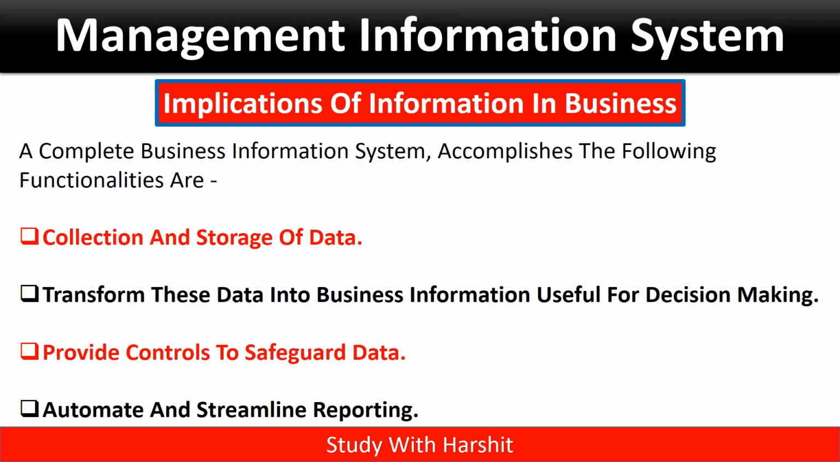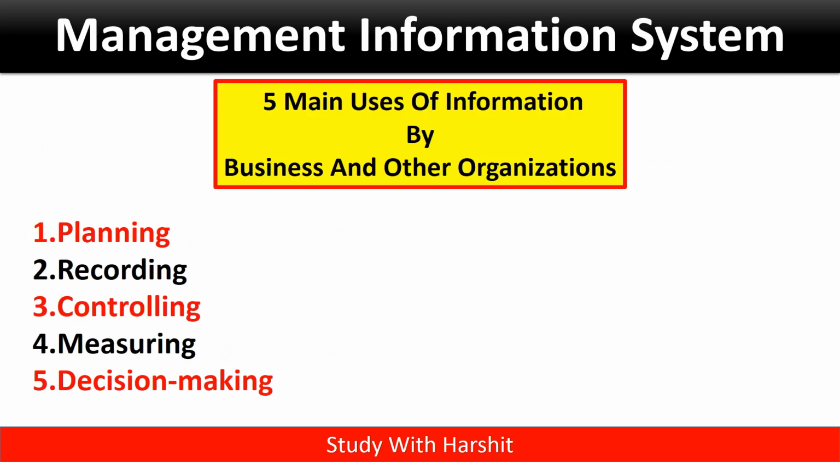A complete business information system accomplishes the following functionalities: collection and storage of data, transform these data into business information useful for decision making, provide controls to safeguard data, automate and streamline reporting. Five main uses of information by business and other organizations. First one, planning. Second, recording. Third, controlling. Fourth, measuring. Fifth, decision making. Now discuss in detail.